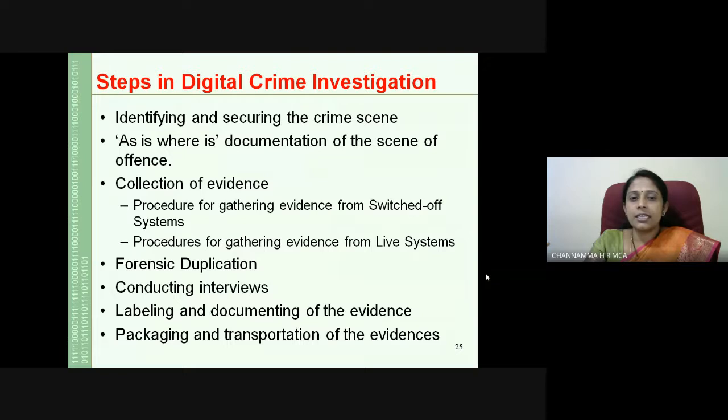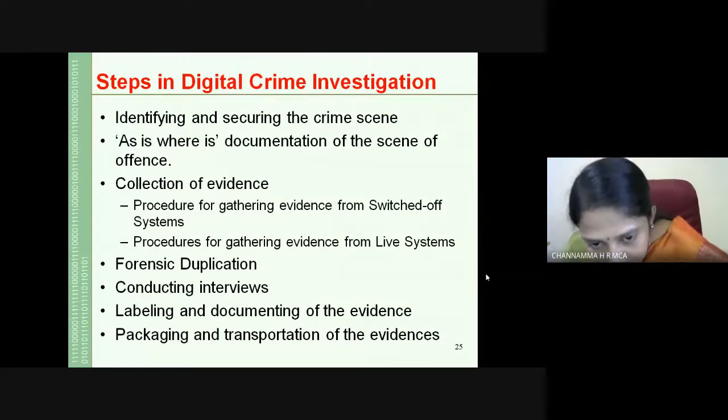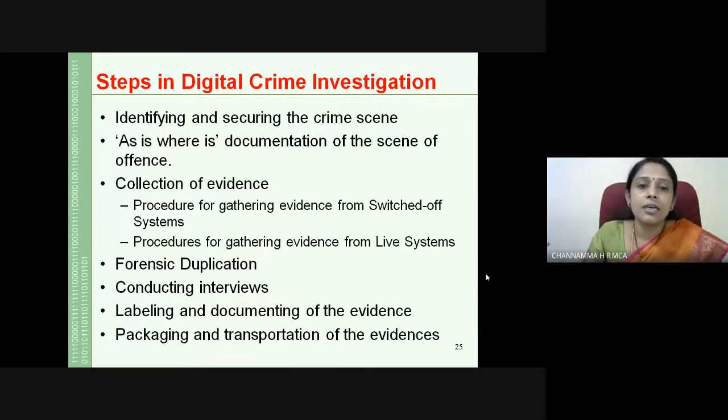And then forensic duplication, which is nothing but taking a clone of the data, and then conducting interviews as and when required, not only at the pre-investigating stage but while investigating, analyzing and examining. Interviews need to be taken from many other people also who were involved in the crime scene or in the crime. And labeling and documenting the evidence is also very important.